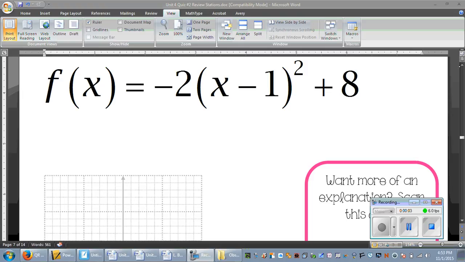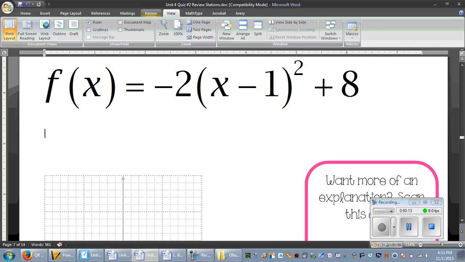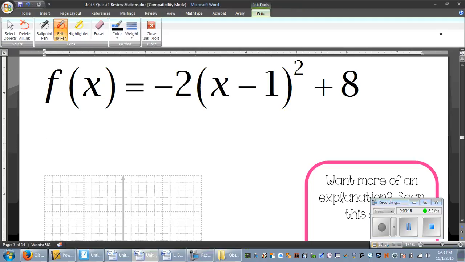Please note that this example of graphing a vertex form is not actually in your homework. This is one that I made up so that you could do one in your homework on your own. But looking at this equation, I know that it's in vertex form because it's in the form f of x equals a parentheses x minus h quantity squared plus k, where (h, k) is my vertex.